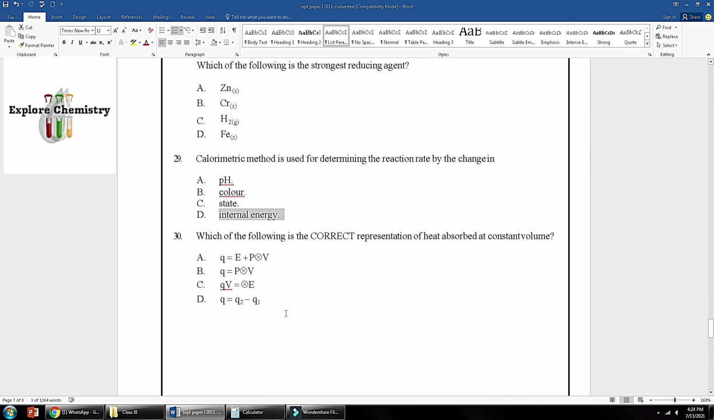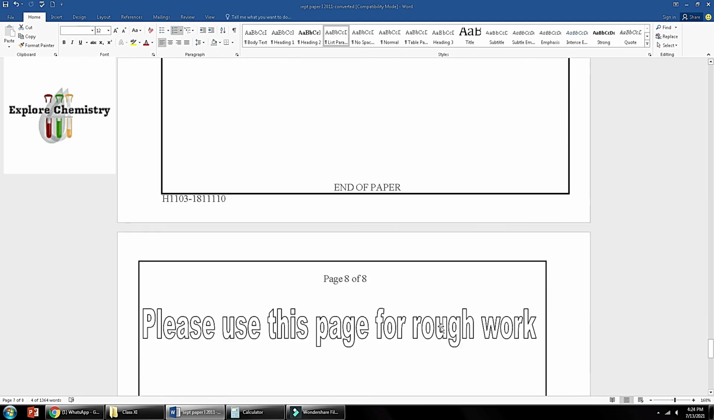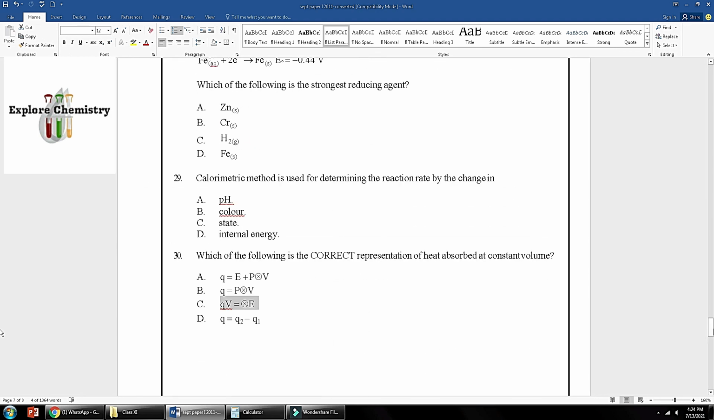Number 30, which of the following is the correct representation of heat absorbed at constant volume? QV. QV is equal to delta E. This must be the sign of delta. So this is the correct option. And QP at constant pressure is equal to delta H. So this is the correct answer. So this was all about the 2011 paper.